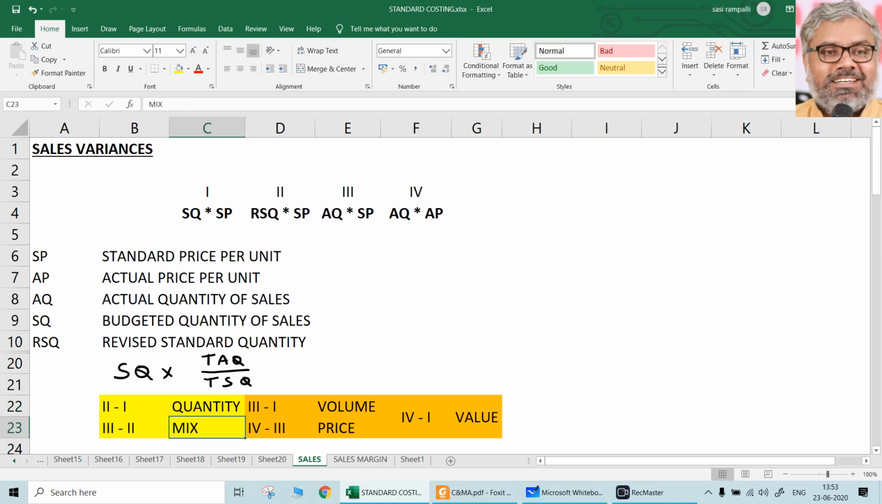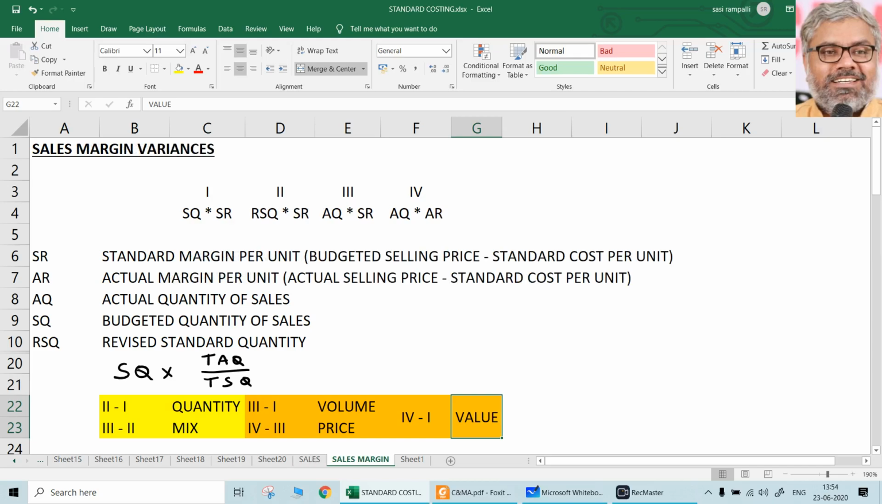3 minus 2 gives us mix variance. 3 minus 1 gives us volume variance. 4 minus 3 gives us price variance. And 4 minus 1 gives us sales variance, that is the total sales value variance. That is about sales variances. These variance names and formulas have to be remembered. Nothing new here since we already used similar notations in material variances. But the only point to be very careful about is that we are not talking about inputs, we are talking about the output which is sold. So that is our product and the selling prices we are charging to our customers, not the other way around. So this is sales variances in a nutshell.